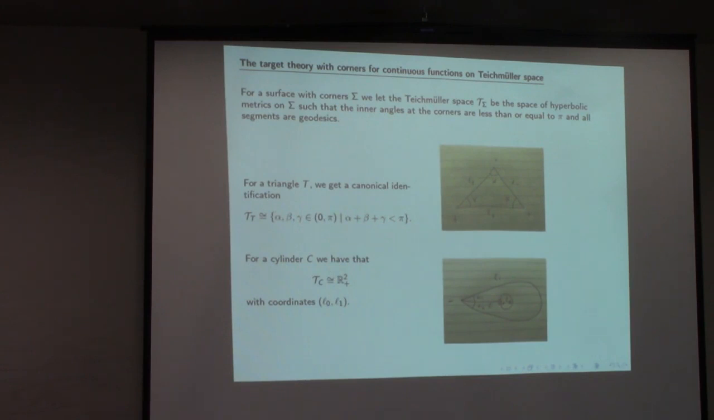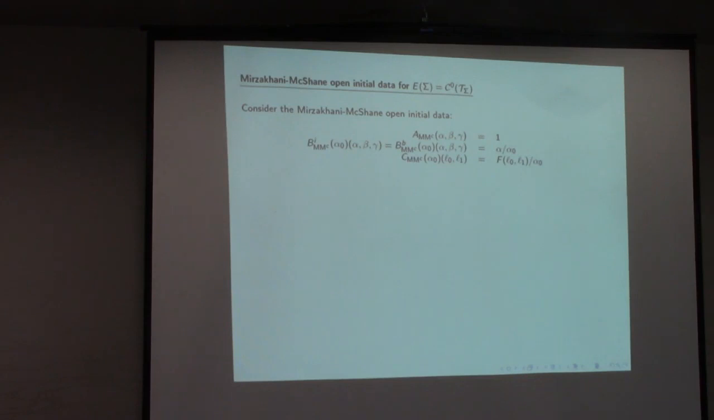I mean, normally we say that there's no hyperbolic metric on a cylinder, but that's because we assume that the boundaries are geodesics and smooth geodesics. But if you allow corners, there are plenty of examples. Okay, good. Those are the two Teichmüller spaces. So therefore, initial data will be things that live on those spaces.